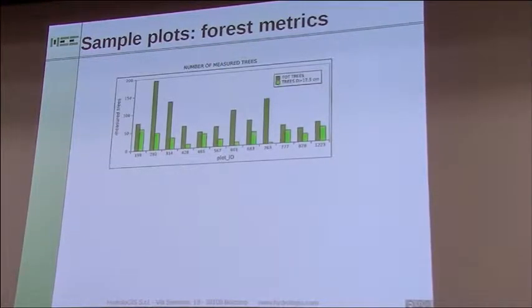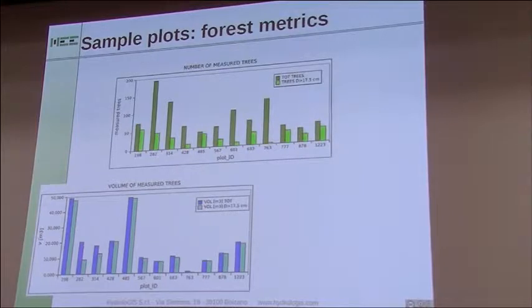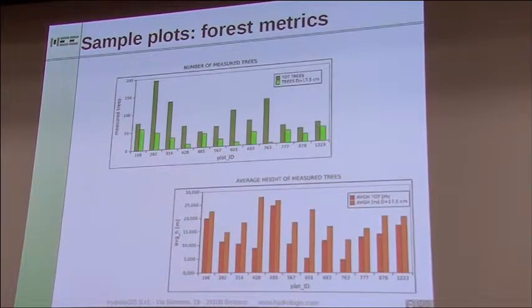These are some information about the trees. These are the number of the trees in each plot. And this is the volume of the trees in each plot. And here the average height of the measured trees for each plot.